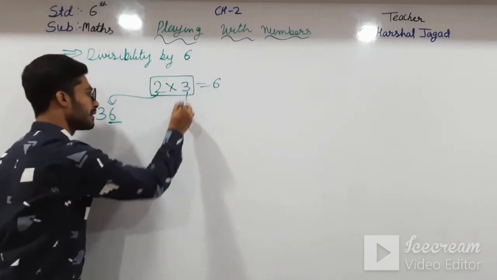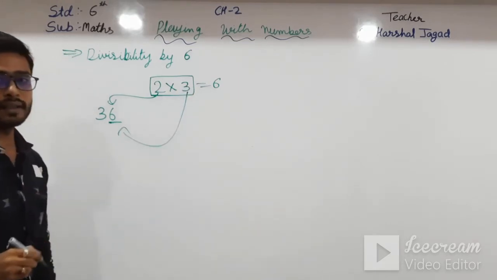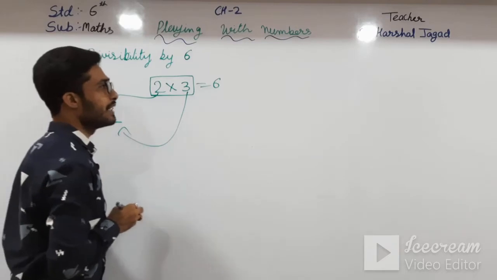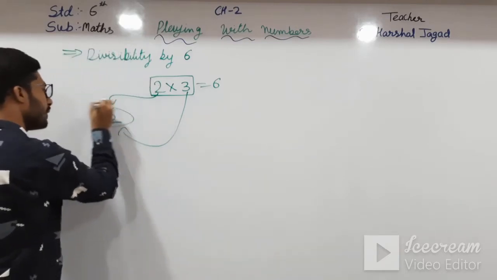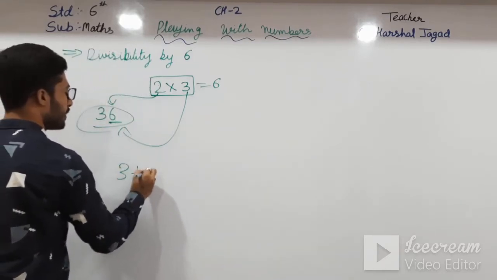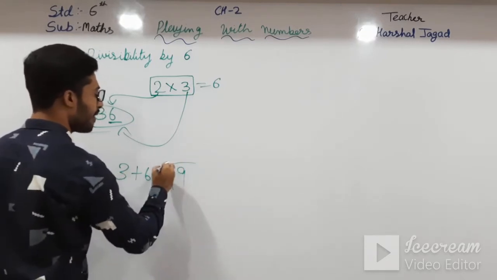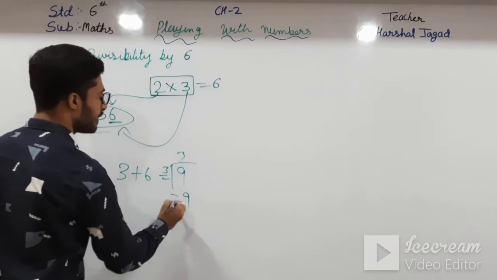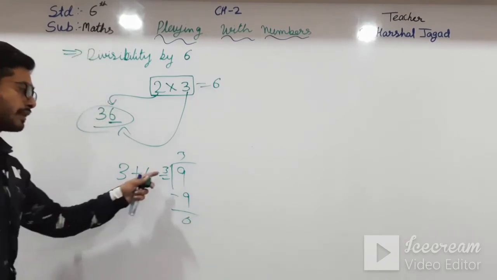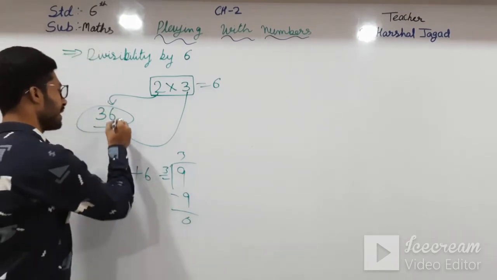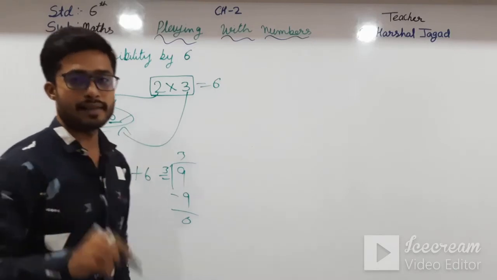And is it divisible by 3? We know in the divisibility by 3, we have to total the digits, that is 3 plus 6 is equal to 9. So 9 is divisible by 3, since 3 threes are 9. Okay students, 9 is divisible by 3. Yes, then it is divisible by 6.